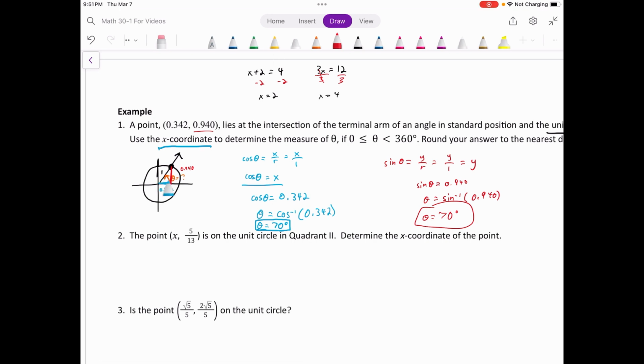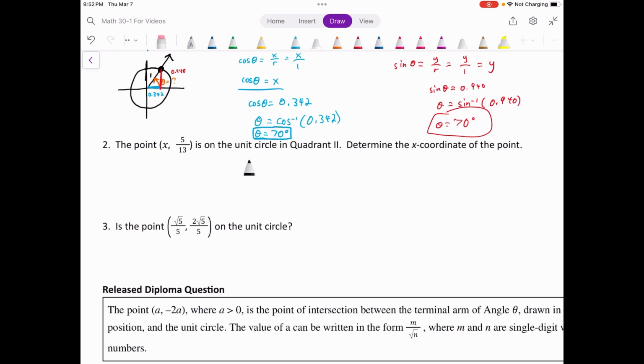So you can see, okay, we've just figured out, based only on the fact that this point is on the unit circle, and therefore part of this reference triangle where the hypotenuse is 1, well then the x-coordinate must just be cos theta, and the y-coordinate of that point must just be sine theta, because that point is on our terminal arm and it's on the unit circle. Pretty cool, huh?